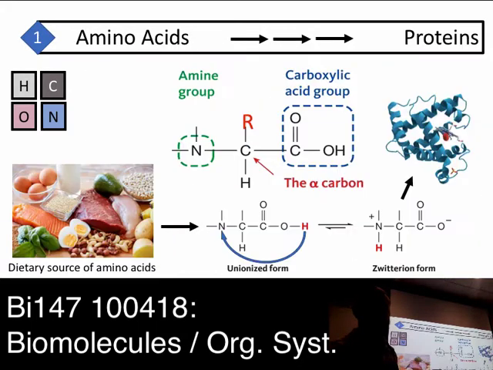I'm telling you that because these zwitterions can then form like Lego blocks. They can add on to it. So nitrogen on one amino acid can then form a bond, a peptide bond, to the carboxylate group of an adjacent amino acid, making long chains of peptide and carboxylate.